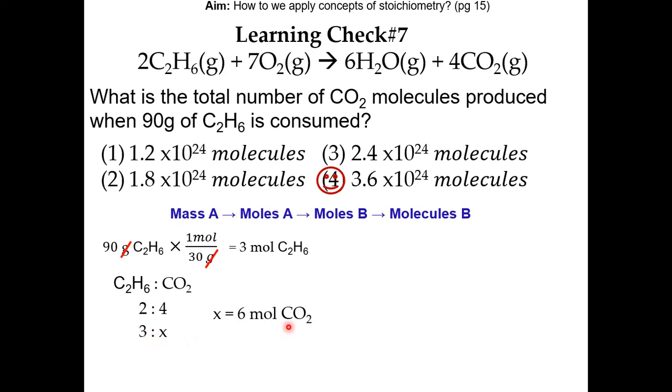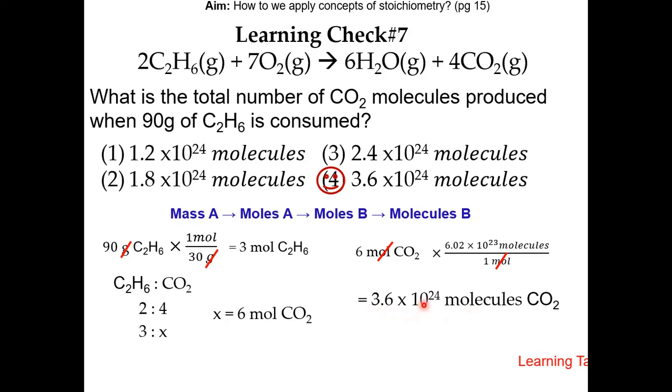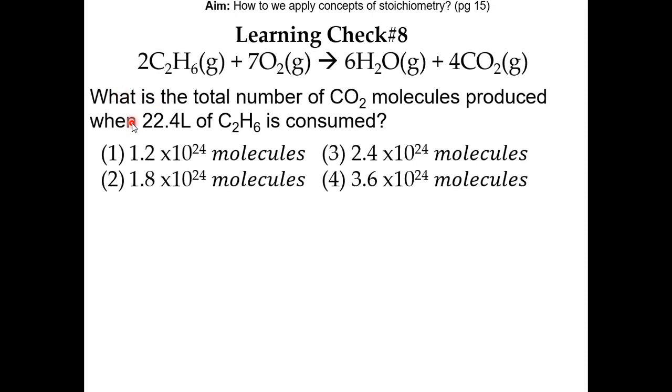The last step is to convert the moles of CO2 to molecules of CO2. We're going to do 6 moles of CO2 times 6.02 times 10 to the 23rd, and we get 3.6 times 10 to the 24 molecules of CO2, and that's the answer. Learning check number 8. What is the total number of CO2 molecules produced when 22.4 liters of C2H6 is consumed? Pause the video and resume once you complete it.